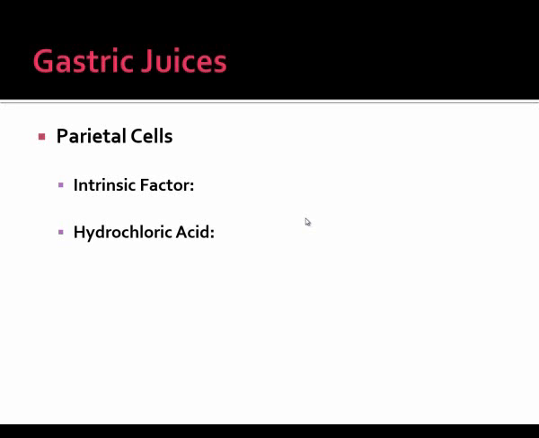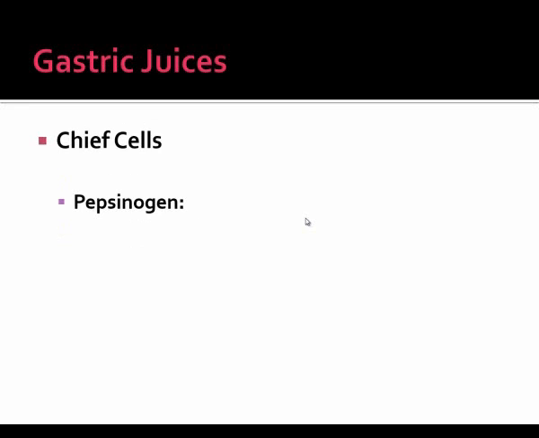Okay, pepsinogen to pepsin. So let's take a look at pepsinogen. Pepsinogen comes from the chief cell. It's a protein, and when it comes in contact with hydrochloric acid, it becomes a completely different protein called pepsin. Pepsin, P-E-P-S-I-N, is responsible for the breakdown of proteins. Write that down, proteins. Okay.